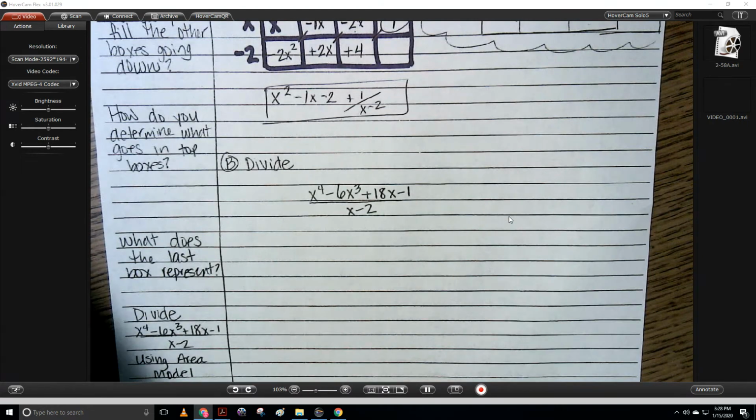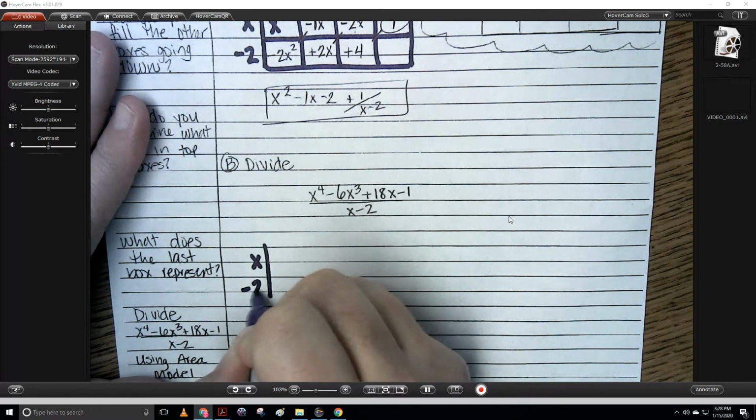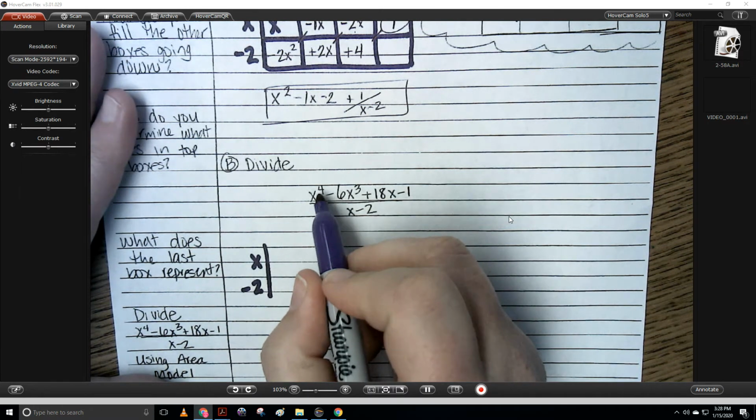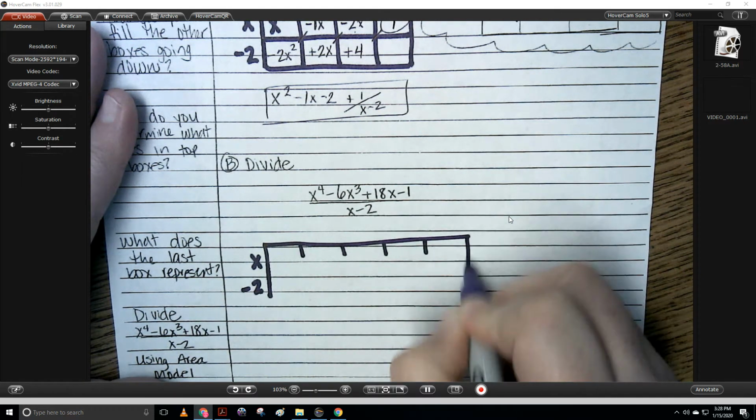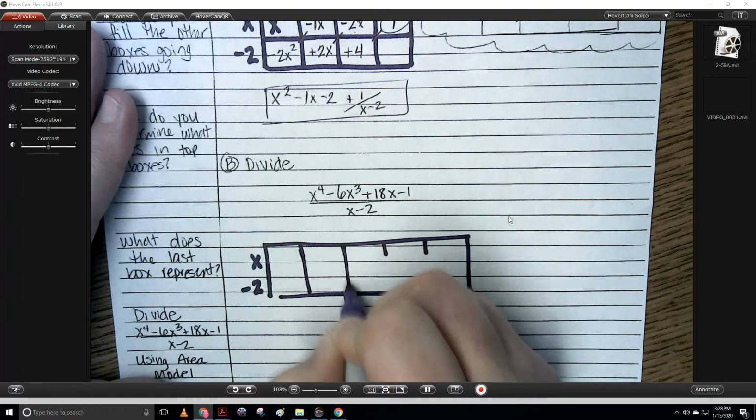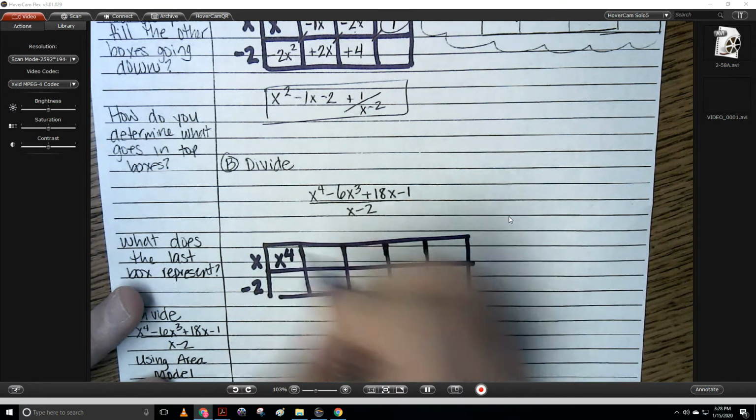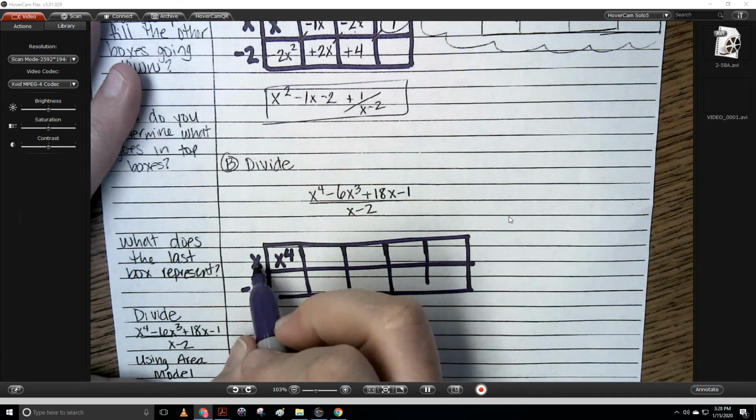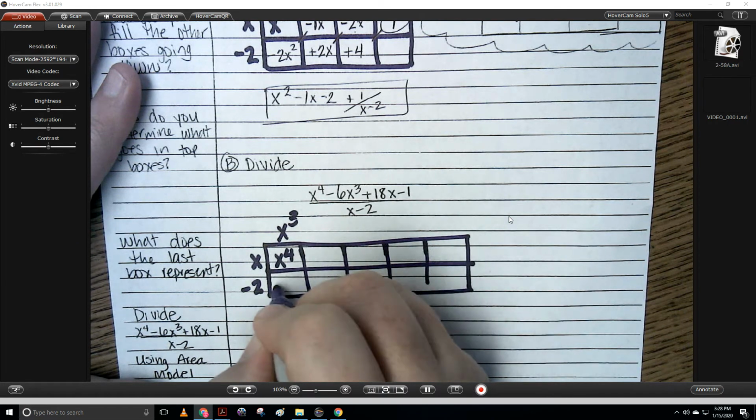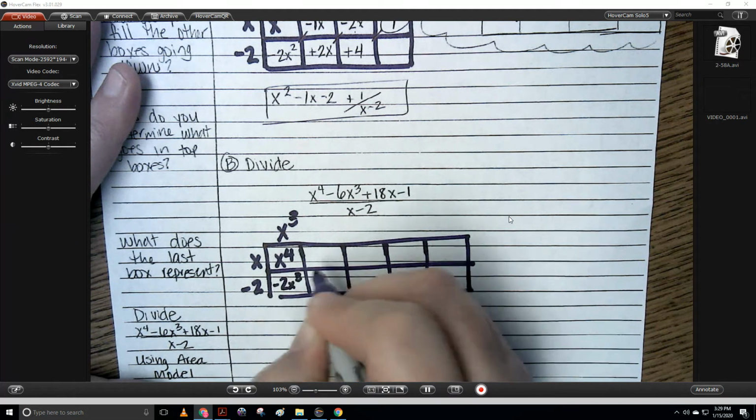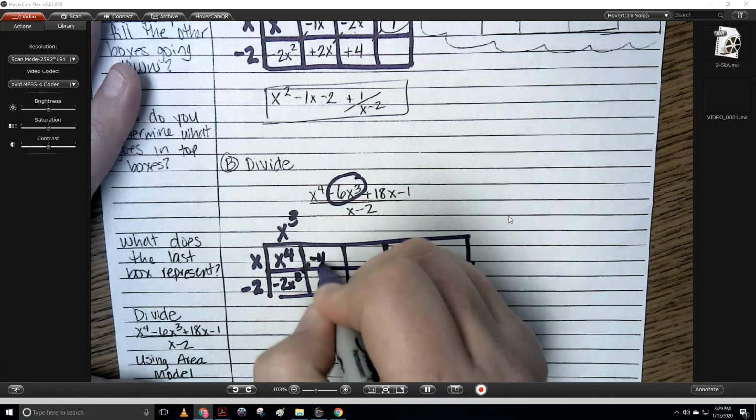And now I'm going to do 2 rows, x minus 2 again. This is a degree of 4, so I need 5 columns. So 1, 2, 3, 4, 5. And then the first term goes in the first box, and so x to the 4th divided by x is x cubed. Then I take this and I multiply it, and I get -2x cubed. And it's got to add to -6, so that's going to be a -4x cubed.